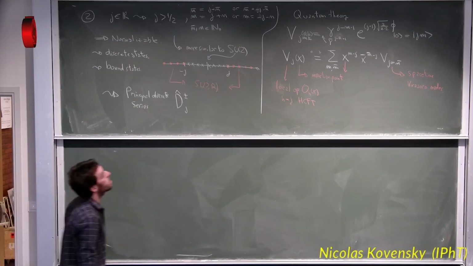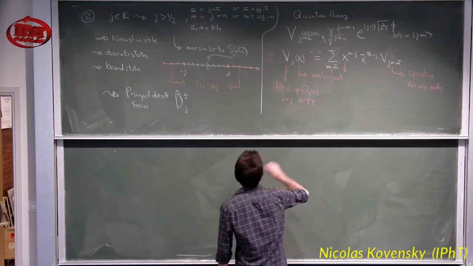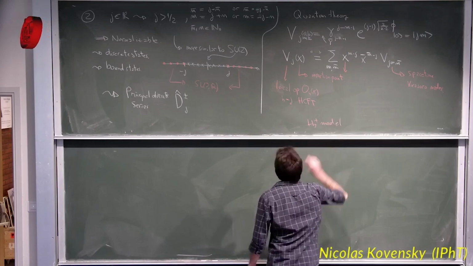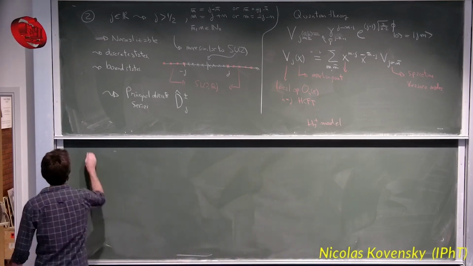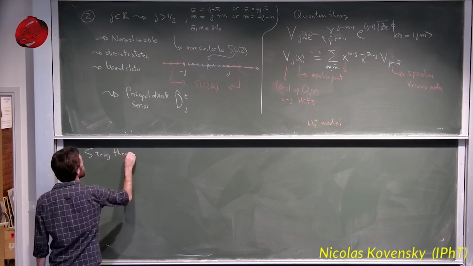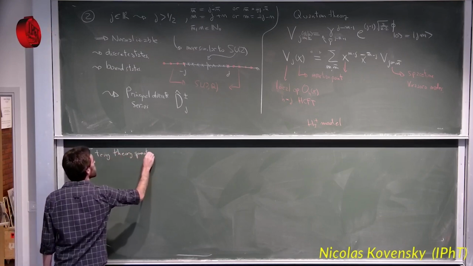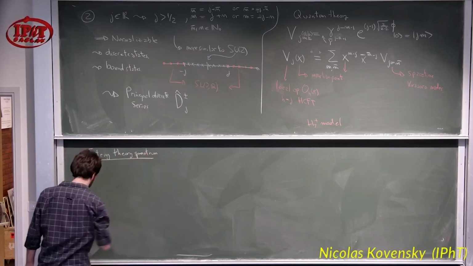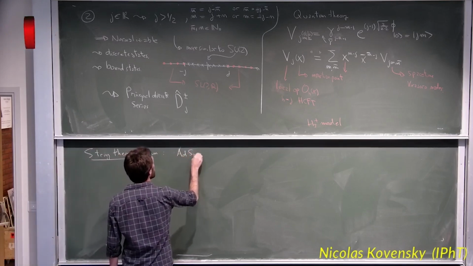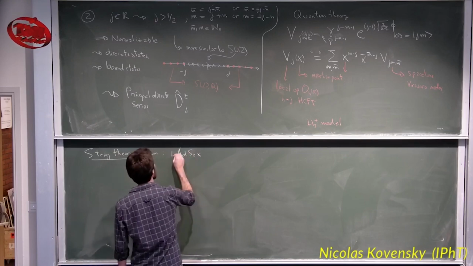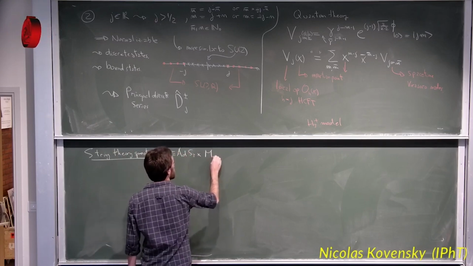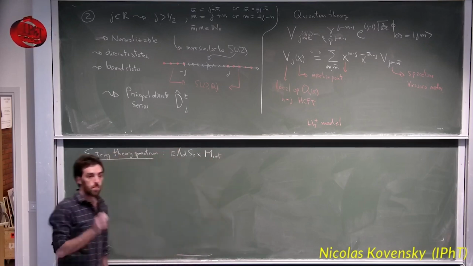So now, I did the quantum theory in the sense of the H3 plus model. And now finally I want to get to the string theory spectrum. So as usual, I want to take my string theory to be on AdS3, or the Euclidean AdS3 if you want, cross some M internal.